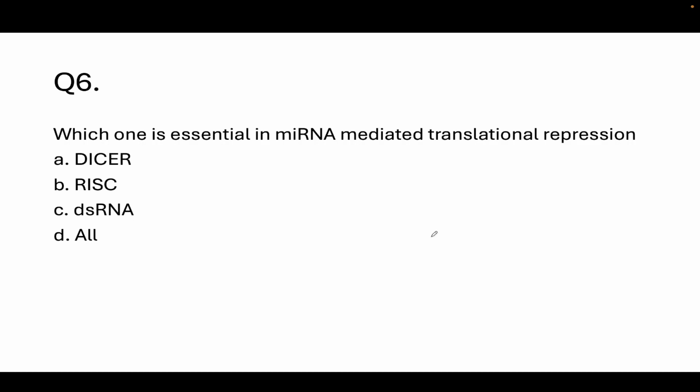Next, which one is essential in miRNA mediated translational repression? Dicer, RISC, risk factor, double stranded RNA, or all?